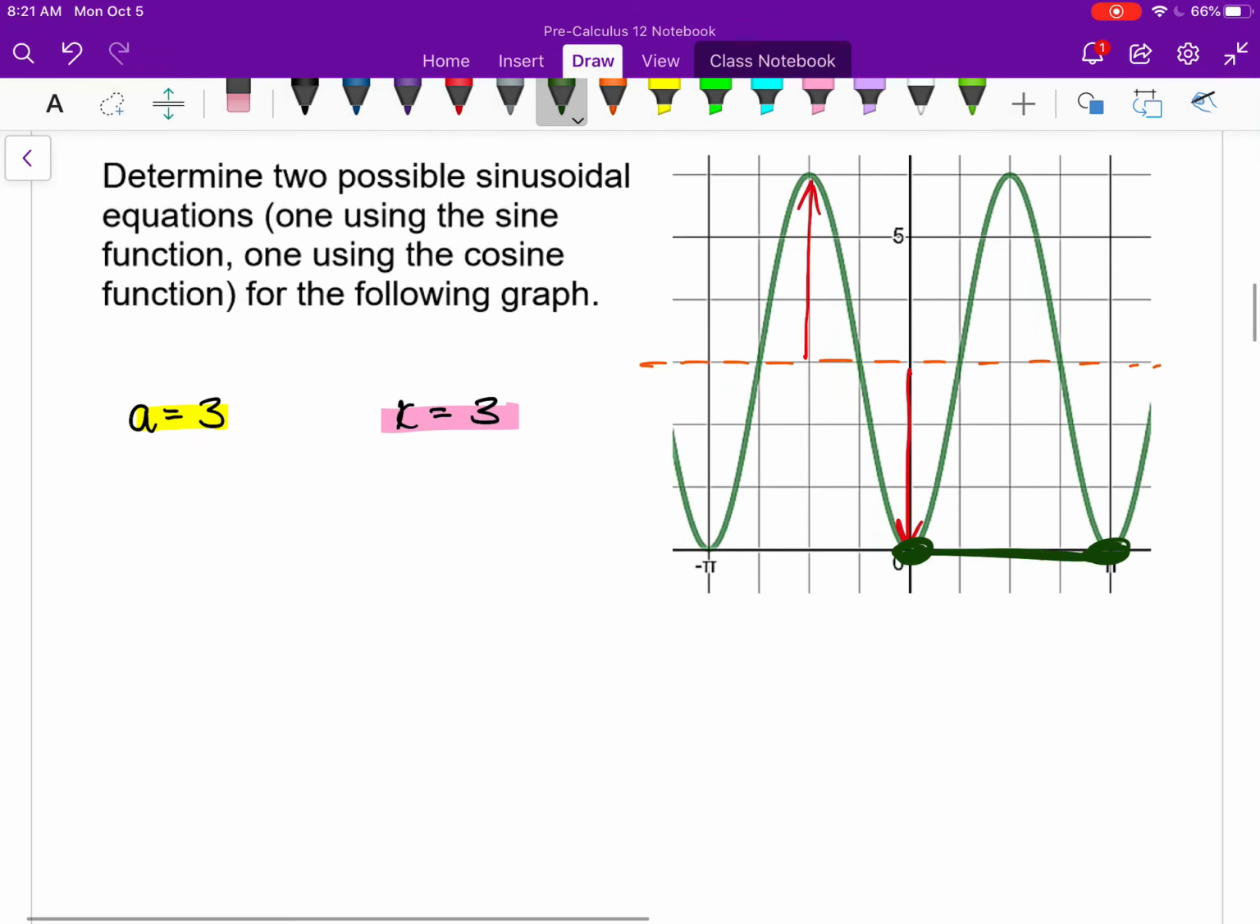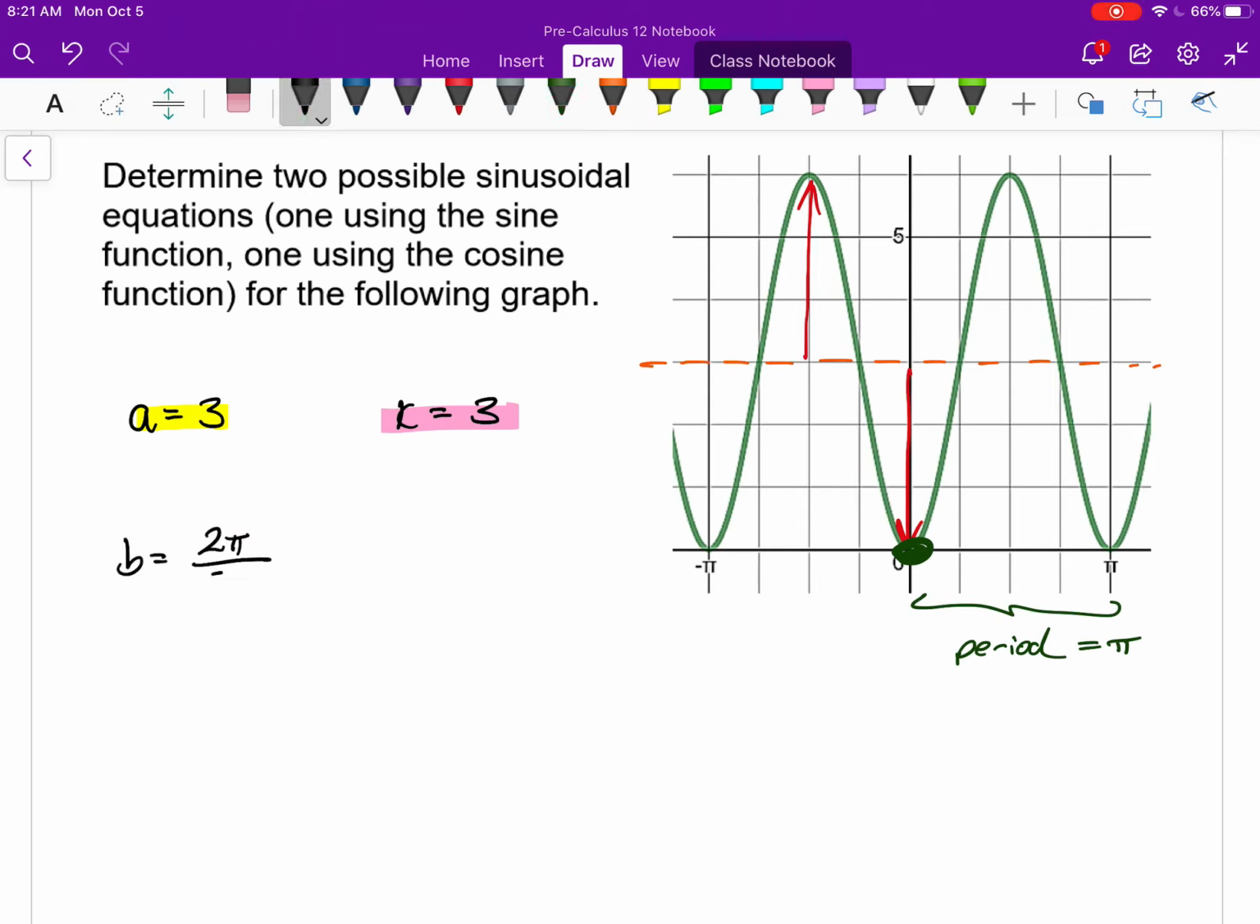That's one full cycle. What is that? How long is that line? That is pi units, especially if I hadn't scribbled over the x-axis so much. So I can see the period of this function. Not the b value, the period is pi. Okay, so therefore my b value is going to be 2 pi divided by pi, or 2. Okay, my period is pi, so my b value is 2.